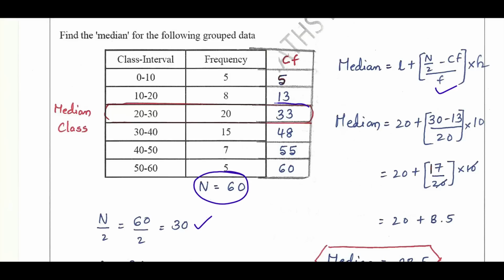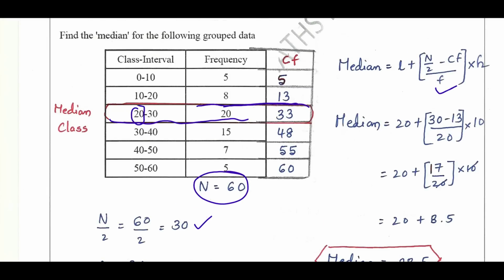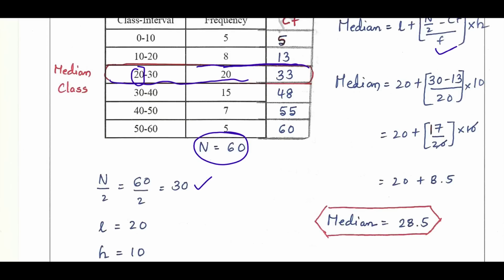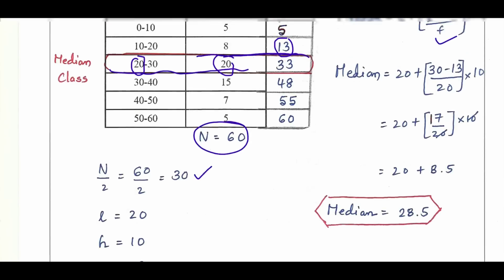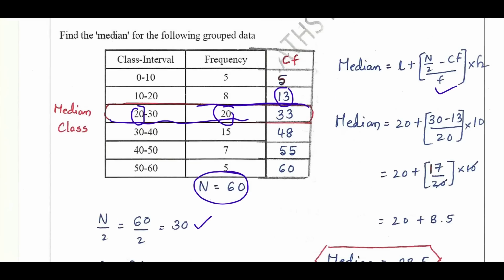So 30 lies between 13 and 33, therefore the median class is this. Now L equals what? The lower limit of this median class is 20. Class size is 30 minus 20 is 10. Cumulative frequency is 13 and the frequency is 20. Substituting all these values here, we get median as 28.5.